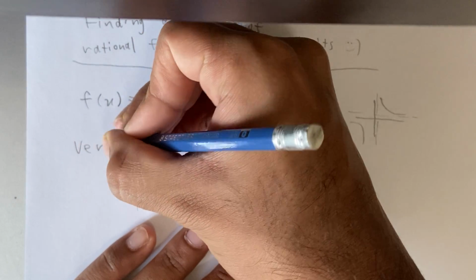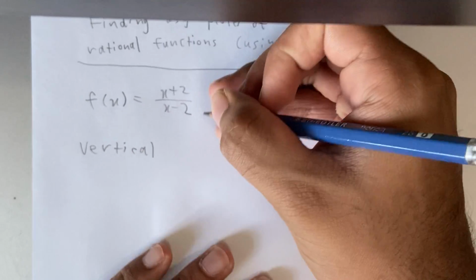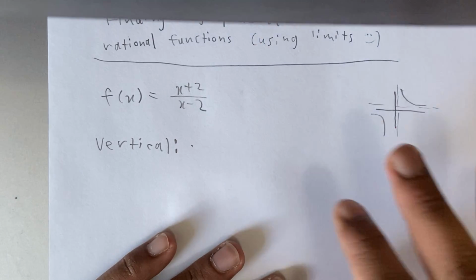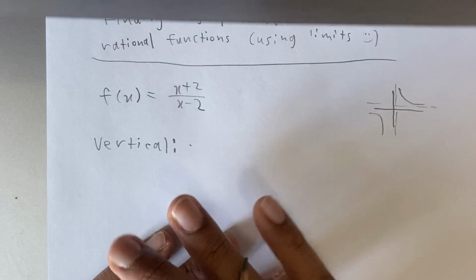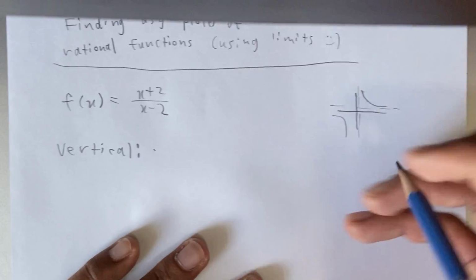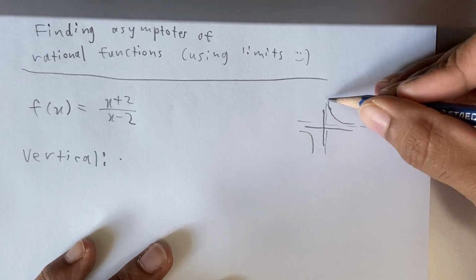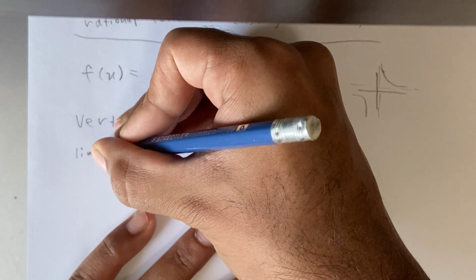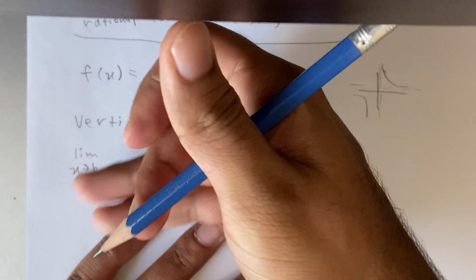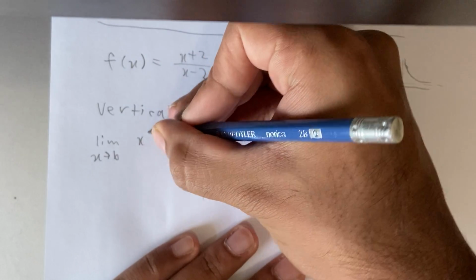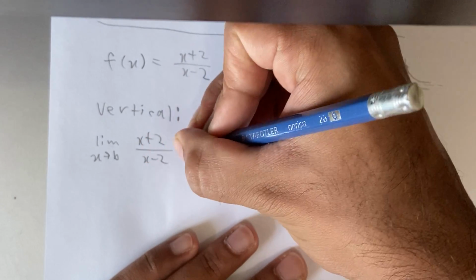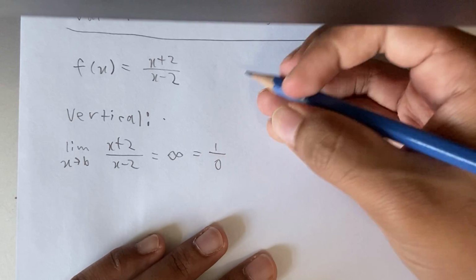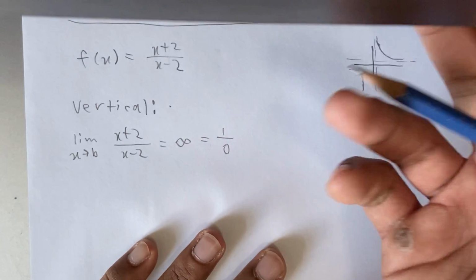So first let's start with the vertical asymptote, because that is so much easier to calculate. For the vertical asymptote you just need to use critical thinking here, and realize that at the vertical asymptote the function is at infinity, or negative infinity, it doesn't matter. So you say that the limit as x goes to some number b of x plus 2 over x minus 2 is equal to infinity. And we know infinity is equal to 1 over 0, or anything over 0 for that matter.